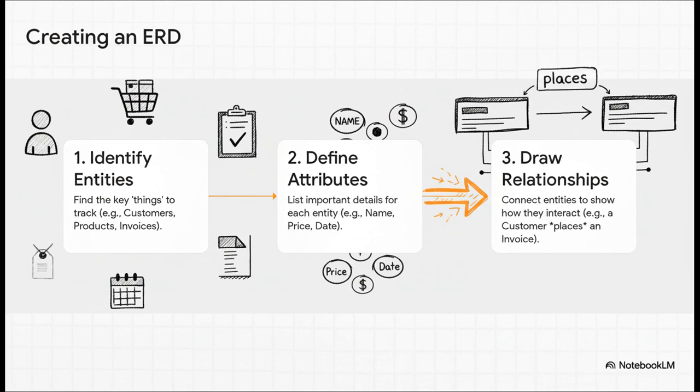Then, for each of those entities, you list its attributes. The details you need to store, like a customer's name or a product's price. And finally, this is the magic part, you draw the lines that show how they're all connected. You're basically just drawing a map of how things work in the real world.